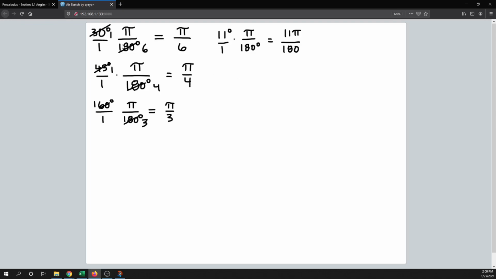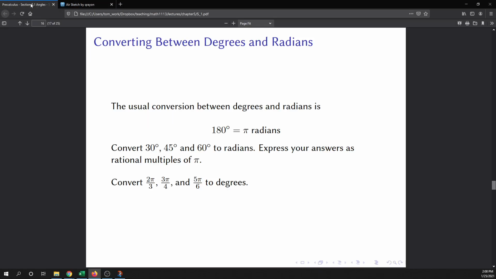All right, let's take a look at the other direction. In this direction, we're going to be converting some radian measures, and we can tell that these are radian measures because there's no degrees here. It doesn't say 2 pi over 3 degrees. You can see there's no degree symbol, so we assume that those are in radians. All right, so 2 pi over 3.